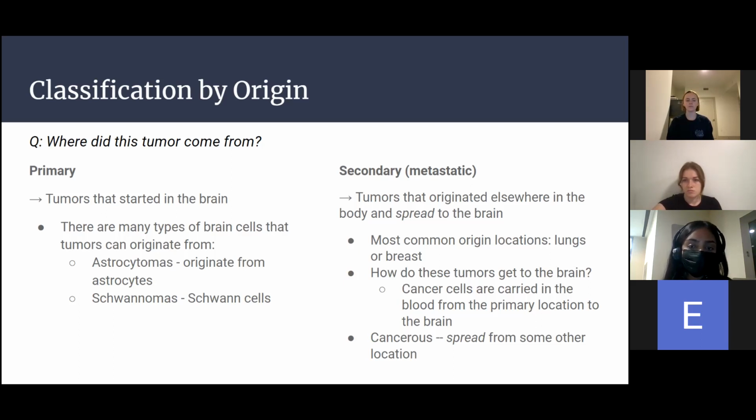So when the tumor starts somewhere else in the body and it spreads to the brain, then we call this a metastatic brain tumor. So what does spreads mean? So like Emma mentioned earlier, all metastatic brain tumors are cancer. And primary brain tumors could also be cancer, but not all of them are. The most metastatic brain tumors come from primary lung or breast tumors, and they can spread to the brain by the cancer cells being carried in the bloodstream.